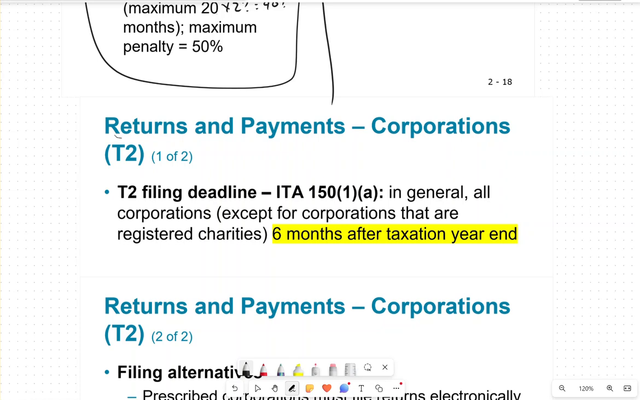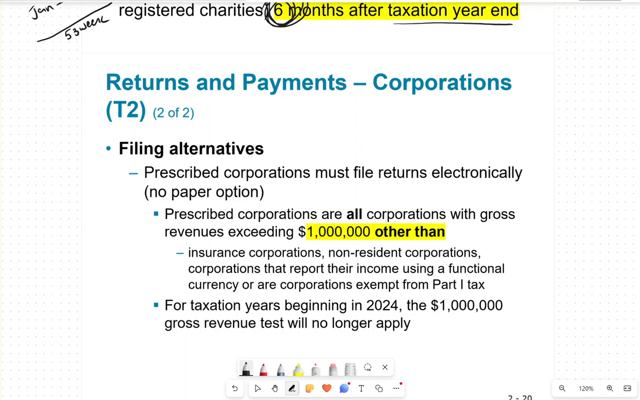Now, when we think of returns and payments for the corporation, that was individual. Now we're talking about the corporation. A corporation can have any 12 months fiscal year, or 53 weeks. Their filing deadline is 6 months after their tax year end. You could have a calendar year, or any year as long as it is 53 weeks. As soon as those 53 weeks are over, we have a deadline to file our taxes, which is 6 months after the year end.